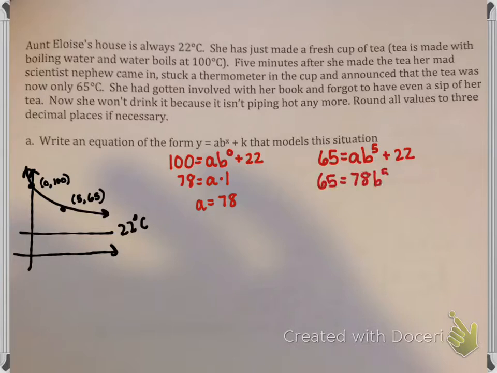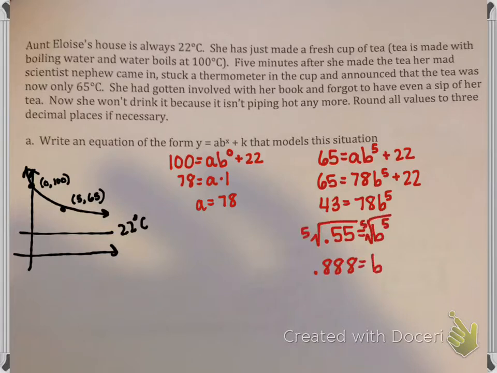So from there I can plug in a is 78 into my second equation, which you're going to see me do here. And you get 65 equals 78, b to the 5th power, plus 22. You go ahead and subtract 22 from both sides. Then divide by 78 and take the 5th root, which gives you that b is 0.888. So your multiplier is 0.88, start at 78, and then you have that plus 22, obviously. Your equation should look like this: y equals 78 times 0.88 to the x plus 22. And that's your equation. Then we're going to use that in parts B and C.